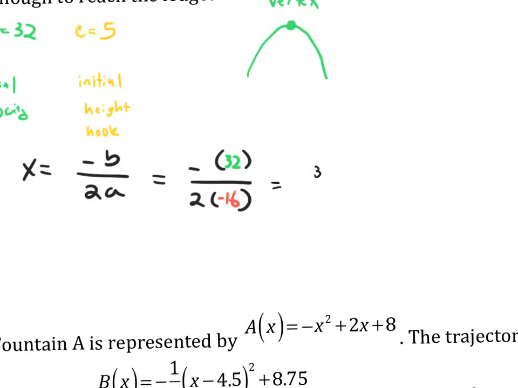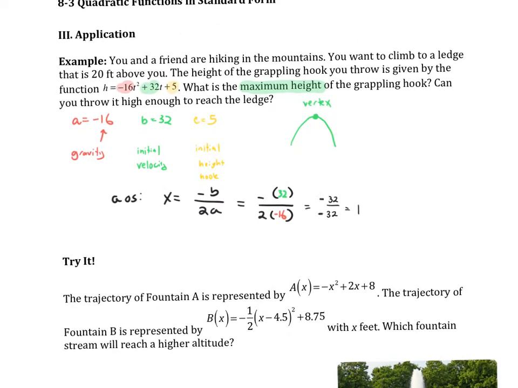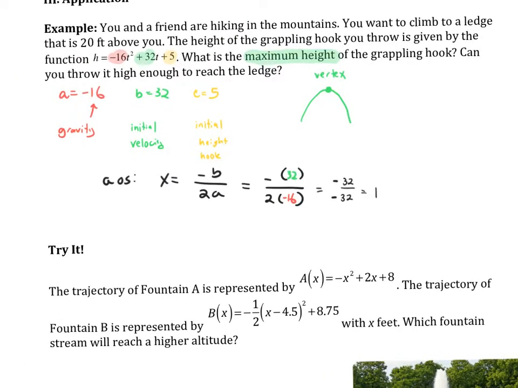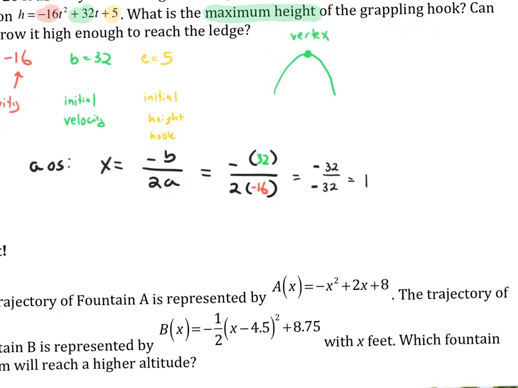Double negative is positive. So we end up with 32 over 32, which is 1. One thing we forgot to mention here is what the unit is, right? So my axis of symmetry is -1, but what does that mean? It actually means 1 second. 1 second after throwing this thing, it reaches the highest. So that's 1 second right there.